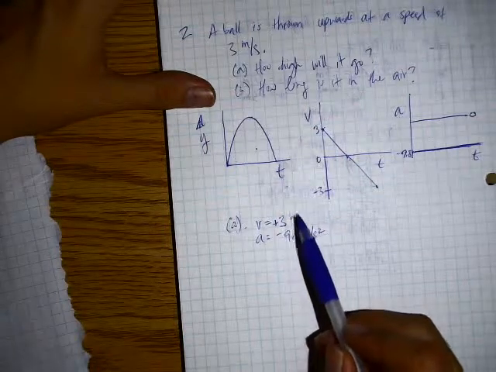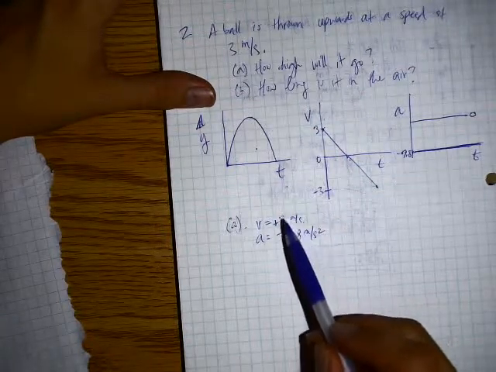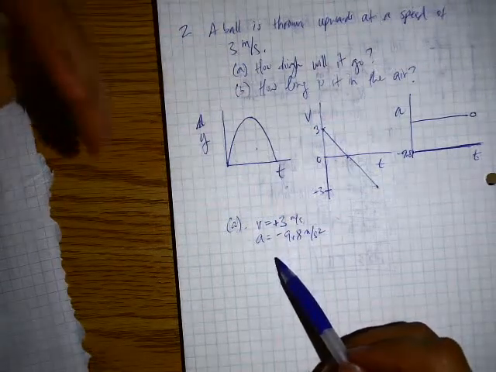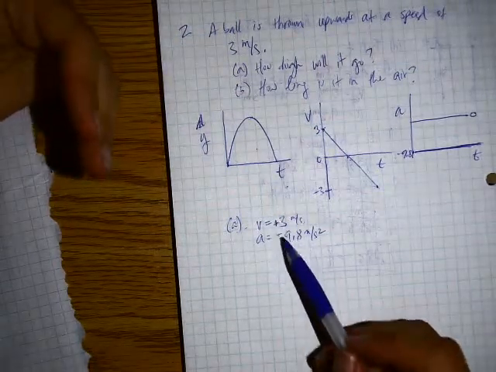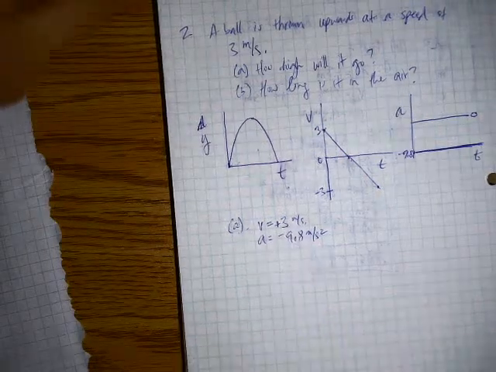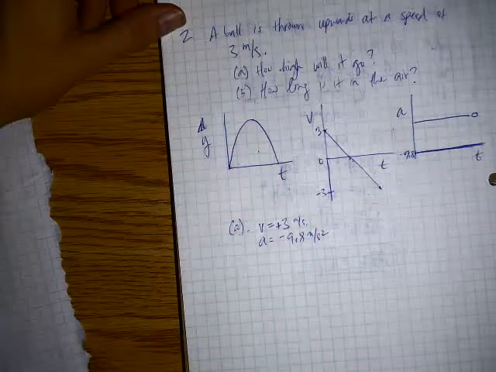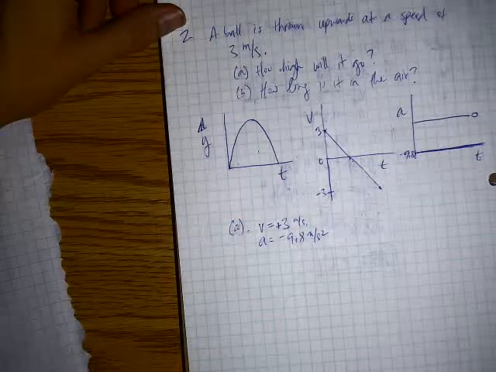And then once it starts going back down, it will have a negative velocity and a negative acceleration, so it will actually be speeding up. So if these signs are the same, it's speeding up. If the signs are different, it is slowing down. So that's actually an interesting little tidbit.